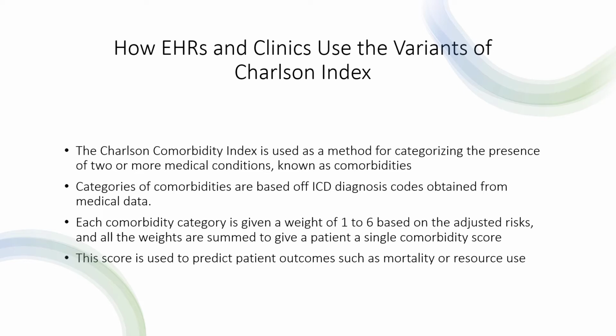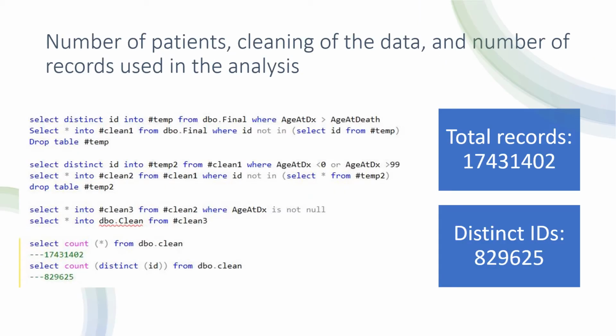Each comorbidity category is given a weight of 1 to 6 based on adjusted risks, and all the weights are summed to give a patient a single comorbidity score. This score is used to predict patient outcomes such as mortality and resource use.